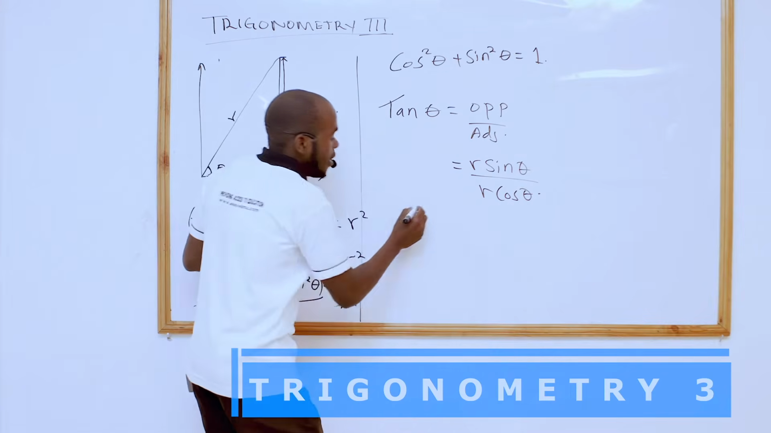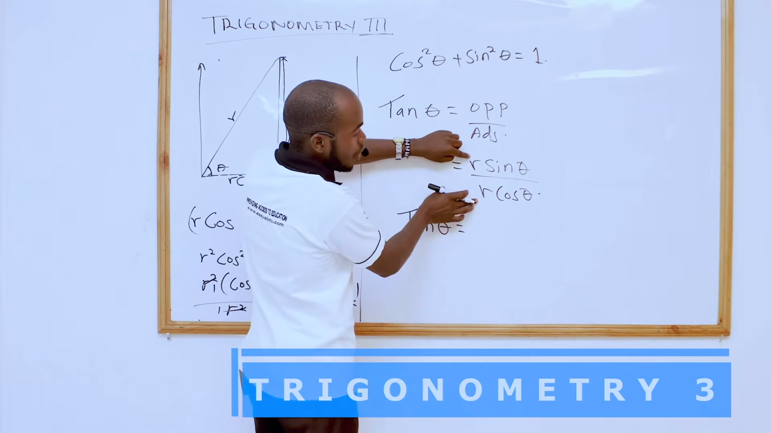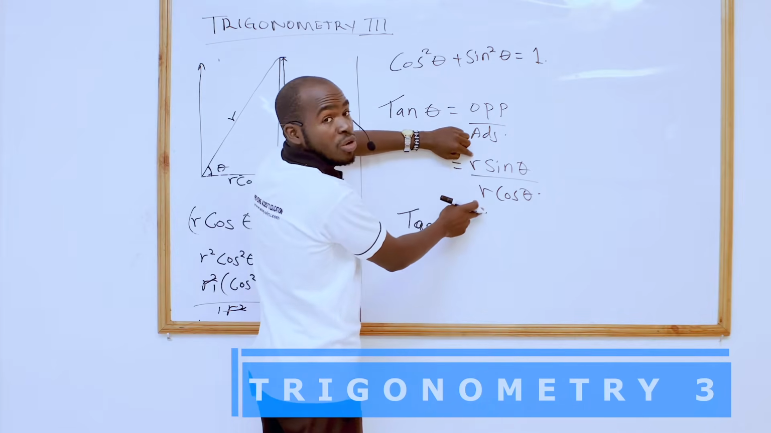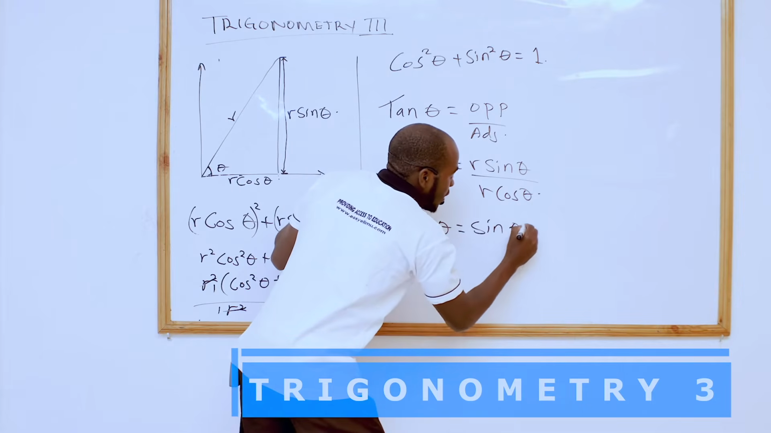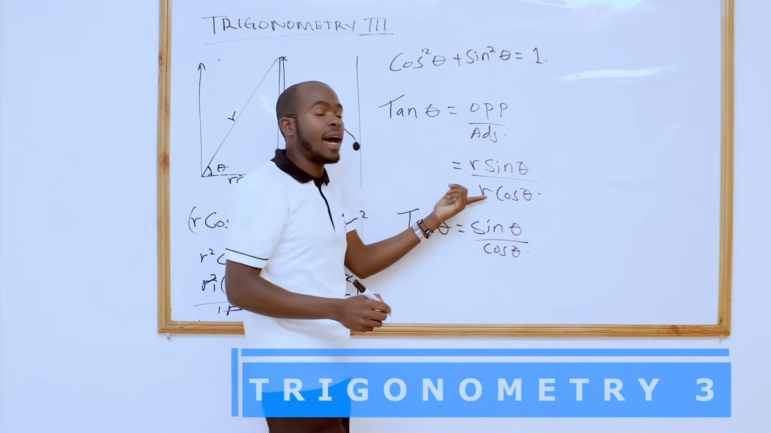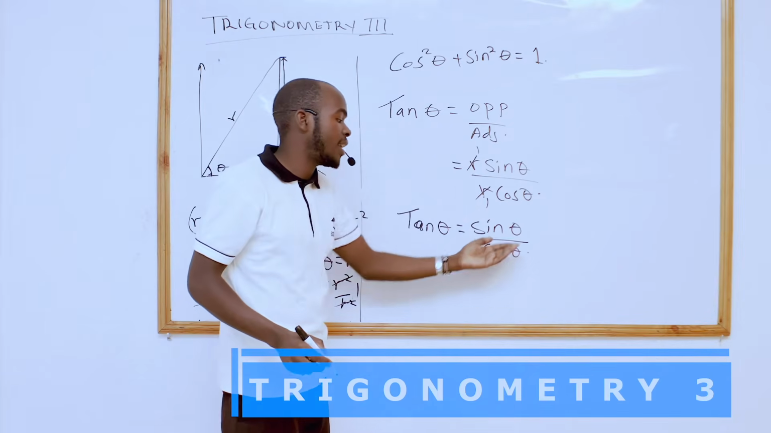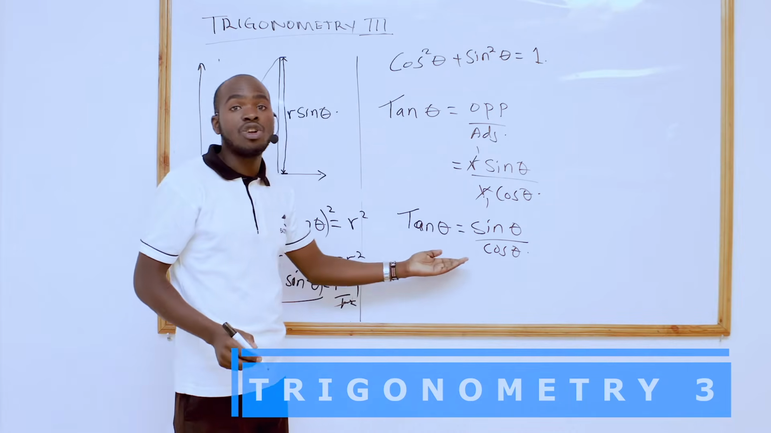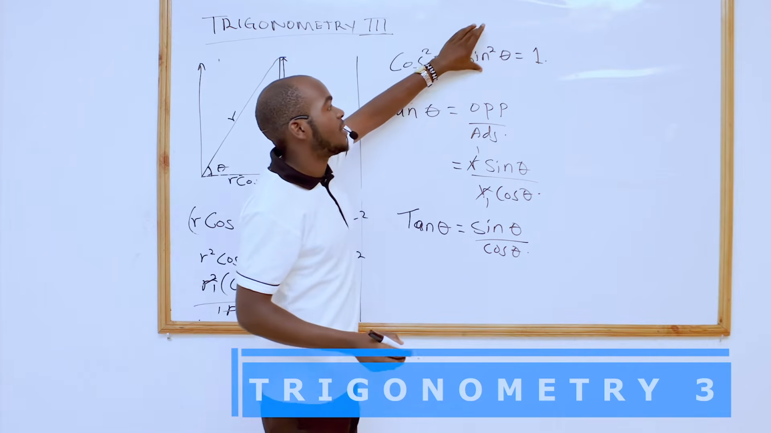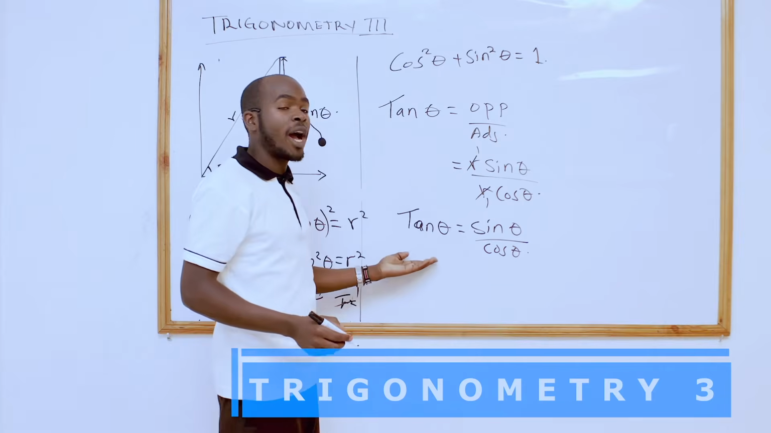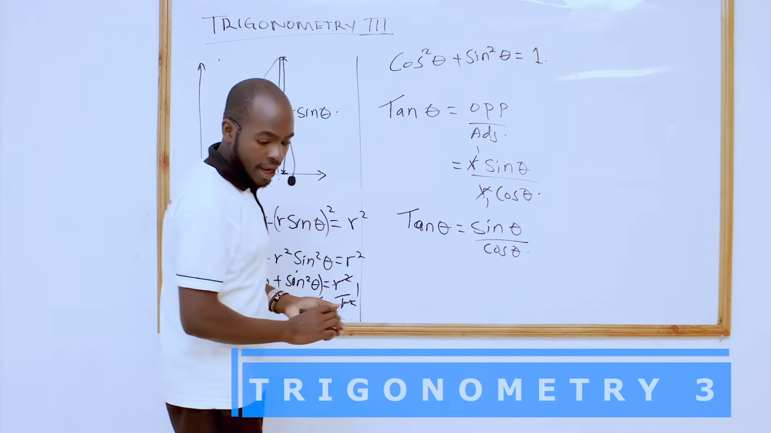If we do that, we shall find that tan theta is equal to, now here r is common in both numerator and denominator, so we can cancel r in the numerator and denominator, whereby r over r gives 1, to get sin theta over cos theta. So this is our second trigonometric ratio from the triangle we have here. The first one we found is cos squared theta plus sin squared theta is equal to 1. And another one is that tan theta is equal to sin theta over cos theta. Now we can do some examples.